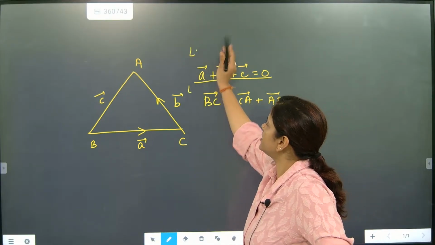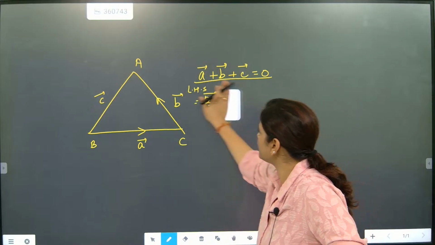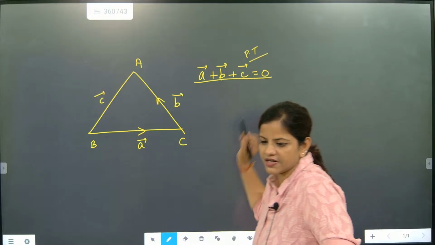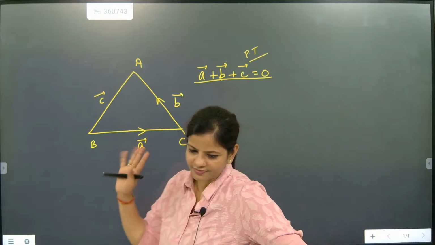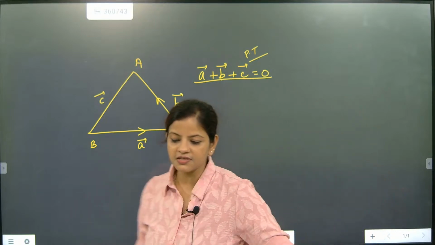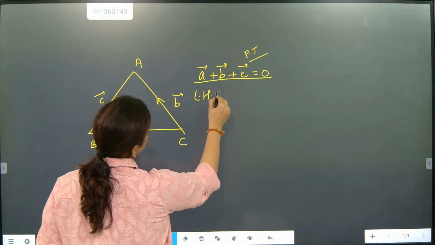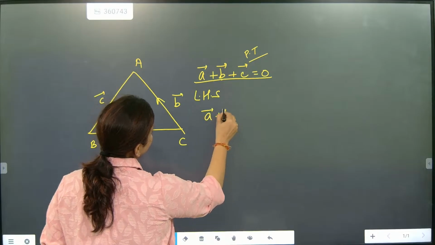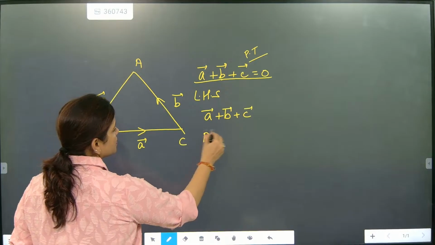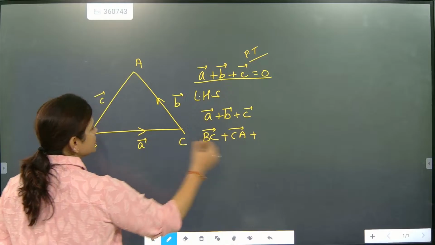I am going to take the LHS section of it. LHS means A vector plus B vector plus C vector. I am writing it systematically. We need to prove that A vector plus B vector plus C vector is equal to 0. Now the LHS will be A vector plus B vector plus C vector. So A vector is BC vector, B vector is CA vector and C vector is AB vector.